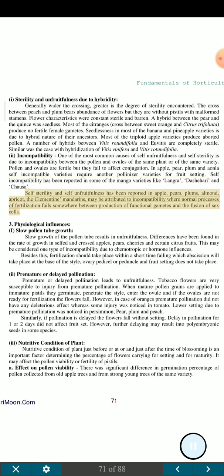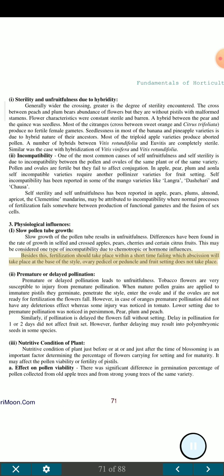Self-sterility and self-unfruitfulness has been reported in apple, pears, plums, almond, apricot, the clementine, mandarins, and may be attributed to incompatibility, where normal processes of fertilization fail somewhere between production of functional gametes and the fusion of sex cells. 3. Physiological influences. I. Slow pollen tube growth. Slow growth of the pollen tube results in unfruitfulness. Differences have been found in the rate of growth in self and crossed apples, pears, cherries and certain citrus fruits. This may be considered one type of incompatibility due to chemotropic or hormone influences.